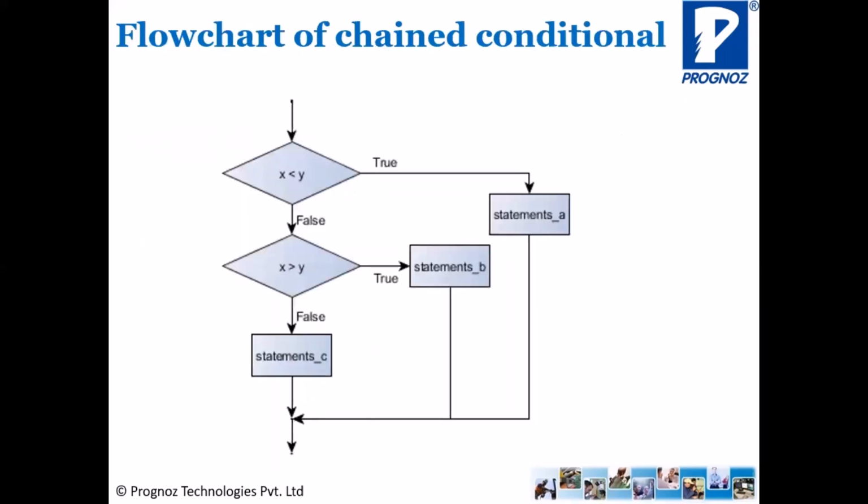So if you look at the flowchart diagram, what is happening? First of all, it checks the condition x less than y. If the condition is true, statement A will be executed. If it is false, then it will check another condition, x greater than y. Then statement B will be printed here. If both conditions are false, then the else block will be executed. That is nothing but a false statement. We are getting the result.